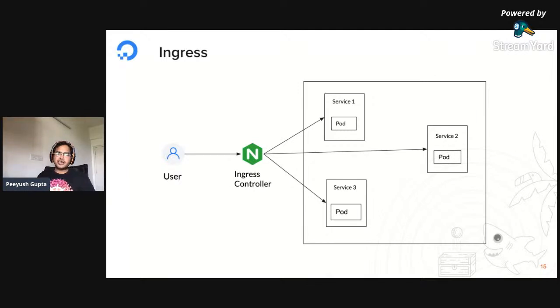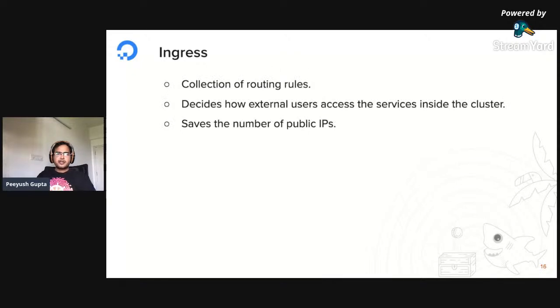Your internal applications can still talk to each other, but from an external user point of view, you have just one gateway, and that gateway takes care of rerouting your request to your different services inside your cluster. I will show you an example. So Ingress is basically a collection of routing rules, right? As we discussed, it decides how the external users can access your services that are present inside the cluster, and it also helps you save the number of public IPs. How, we will see that.